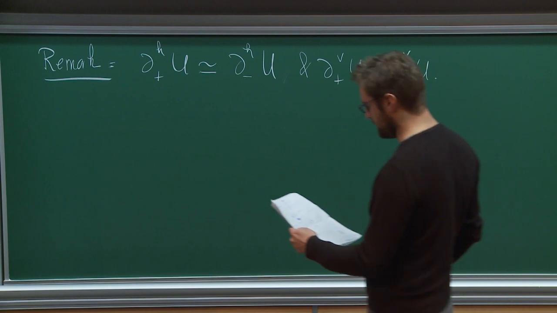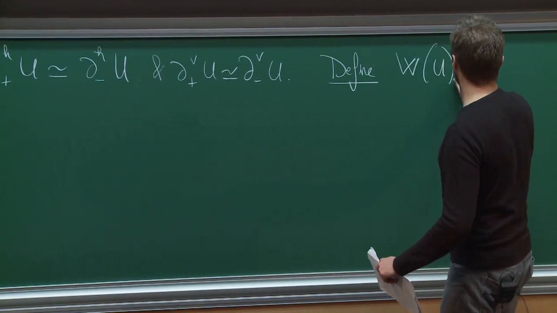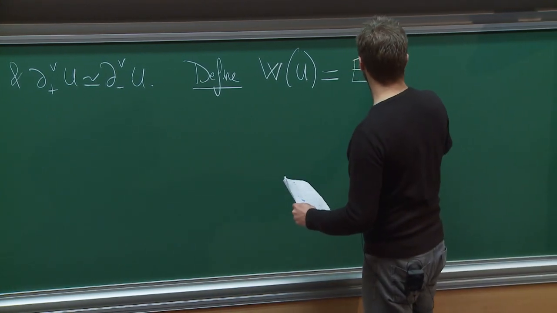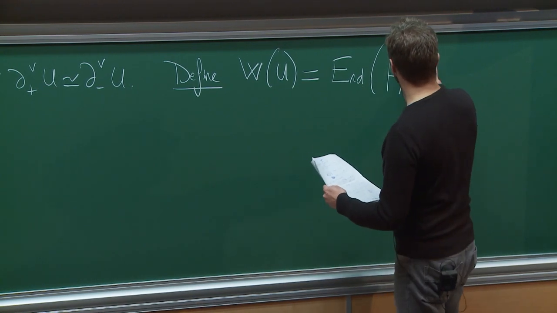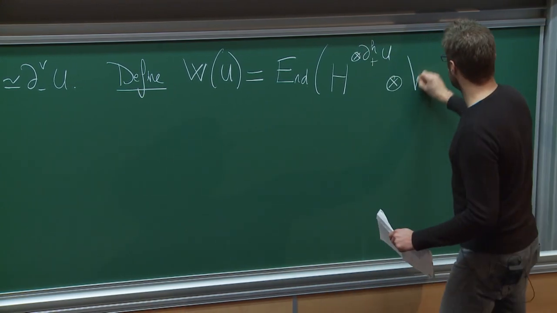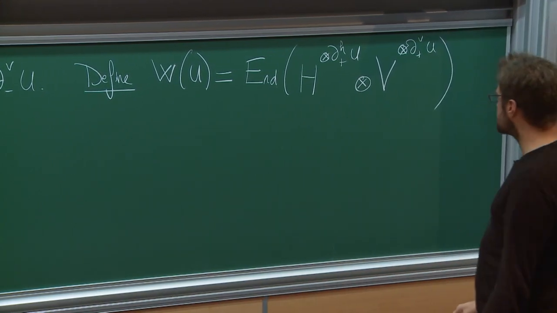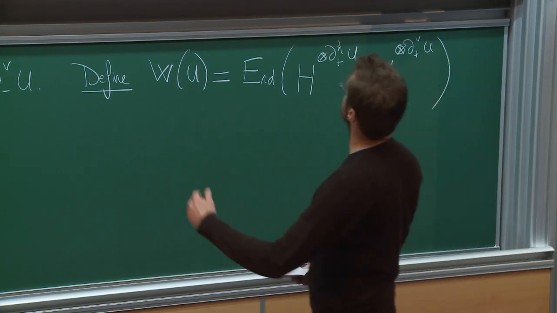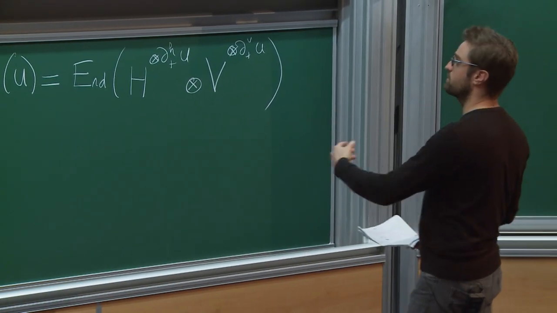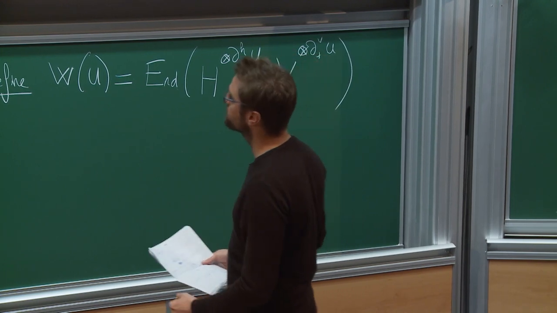So we can define W of U. That's going to be our space of boundary states. That is going to be endomorphisms of H tensored to the power D plus H of U, tensor V to the power D plus V of U. What it means is that to every incoming horizontal edge, we associate an element of H, and then to every outgoing horizontal edge, we associate an element of H dual. And the same for the vertical edges. OK.